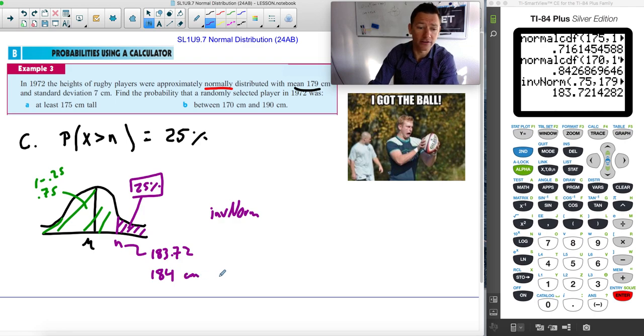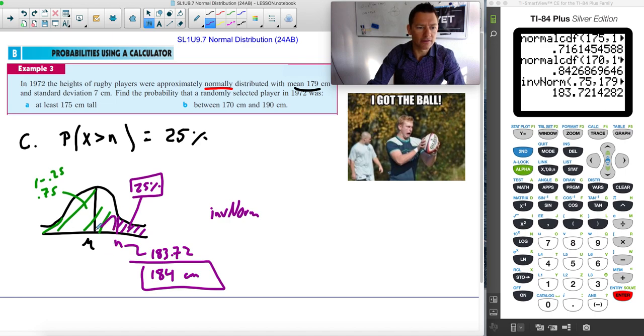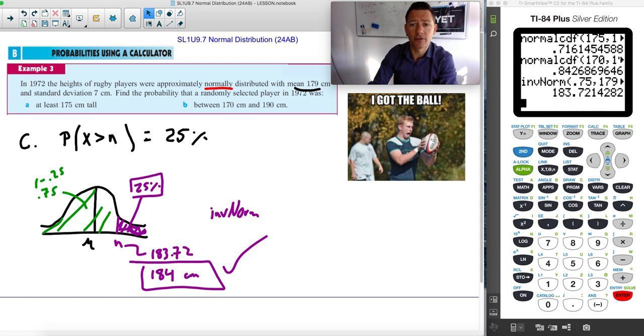Oh, it's not weight, sorry, it's height. 184 is like the cutoff for being in the top 25%, right? So the guy who's 183 is in the bottom 75. The guy who's 185 is now in this top 25%. Sweet. Ka-ching. Try some of those problems in your packet, and I'll see you next time.